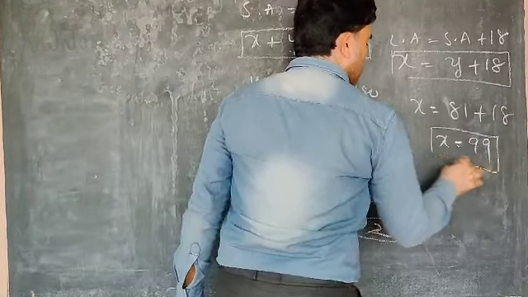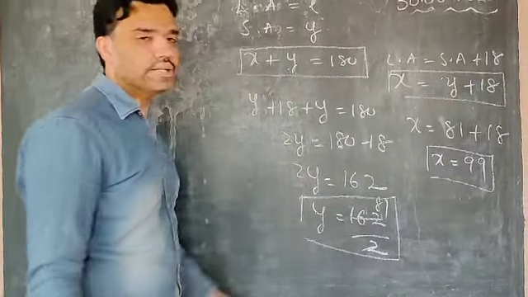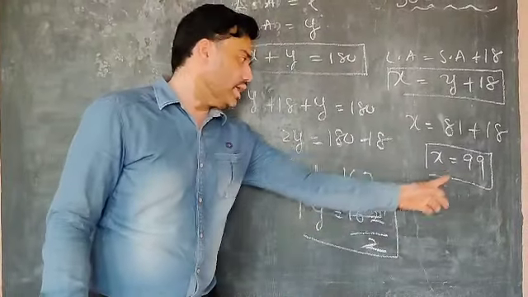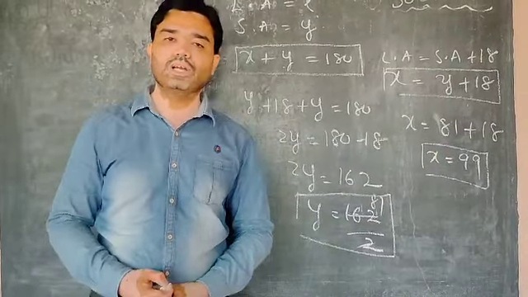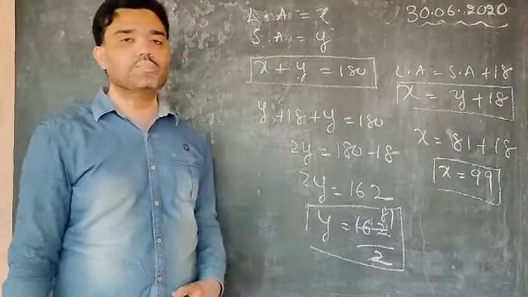So add 99 and 81. Certainly you will get 180, isn't it? 9 you add to this, 90. That is also 90. 90 plus 90 is how much? 180. So in this way we can understand the problem.